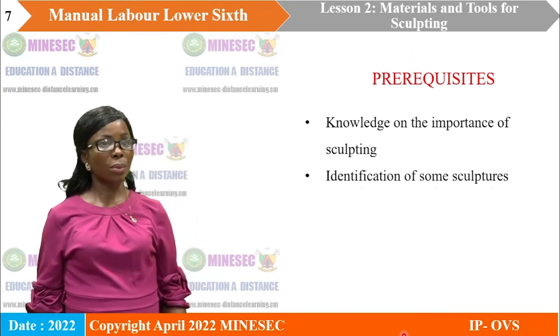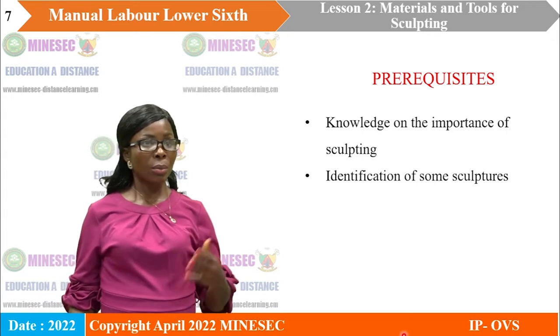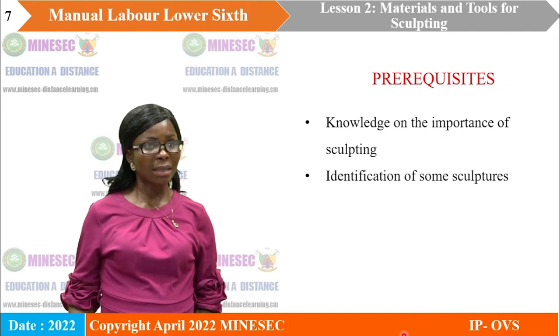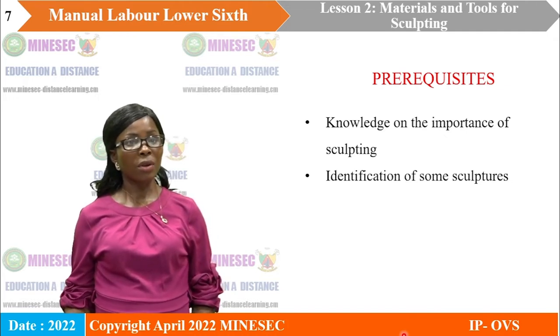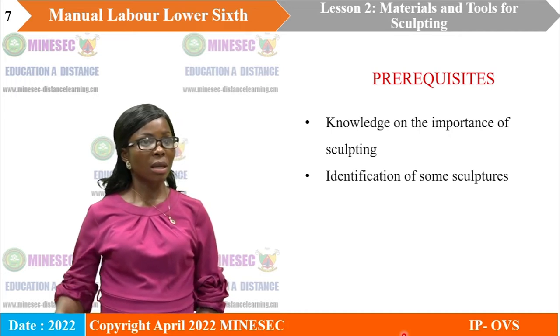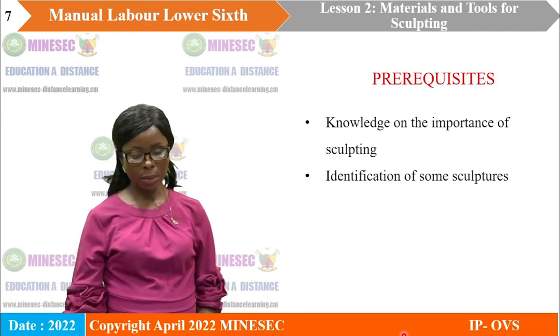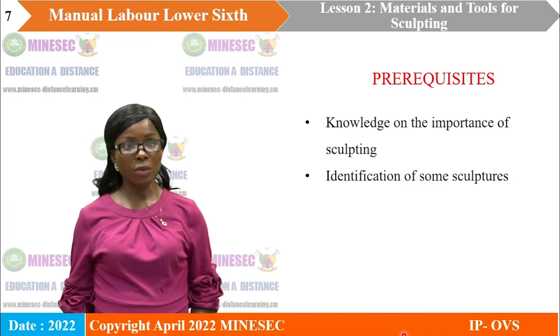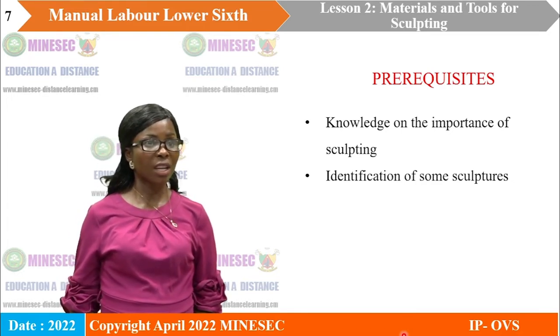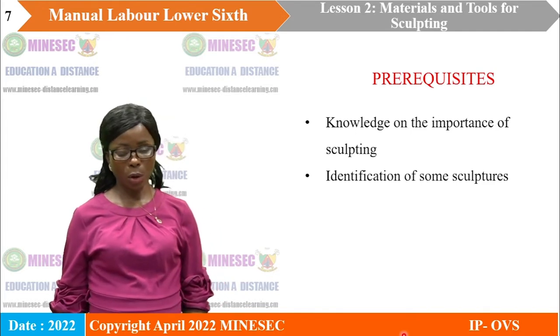We'll now move to the prerequisites. Prerequisites are lessons that were taught in the previous class. So we have the first prerequisite, knowledge on the importance of sculpting. We also have the second as identification of some sculptures.